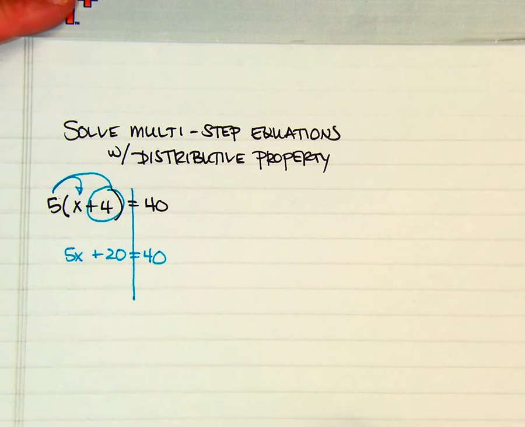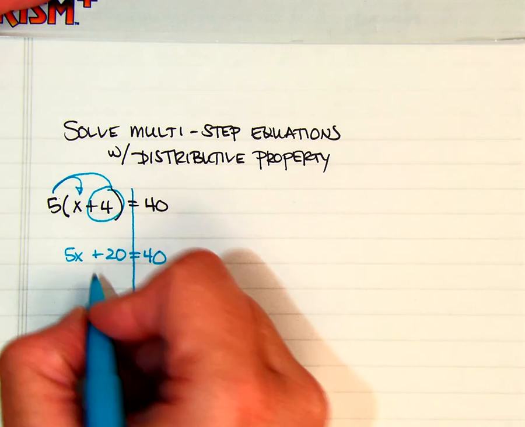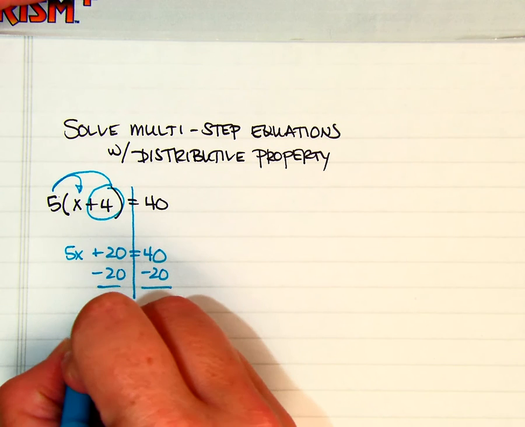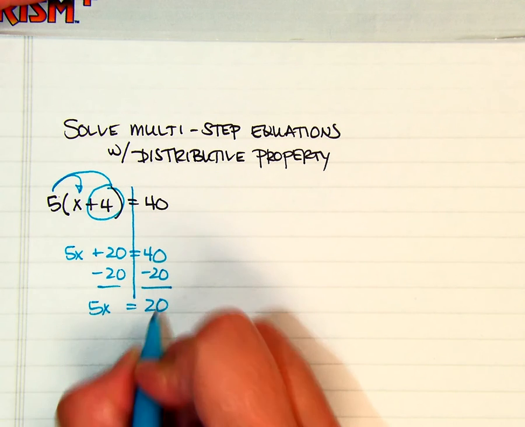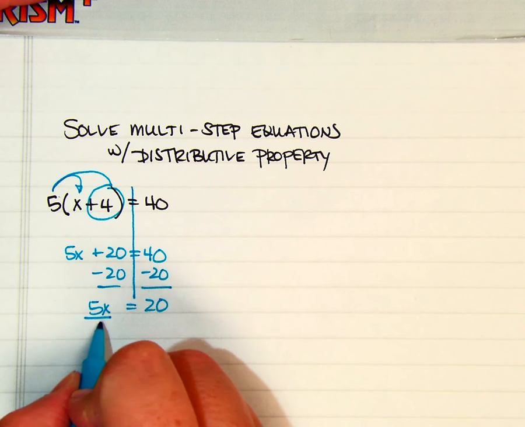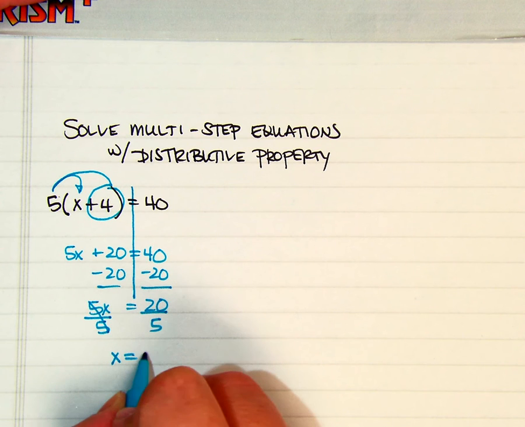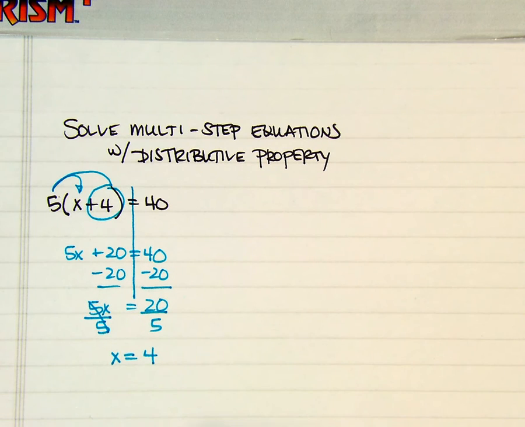And now we are right back to two-step equations. Subtract 20 on both sides. 5x equals 20. Divide both sides by the inverse, which is 5. And you get x to equal 4.